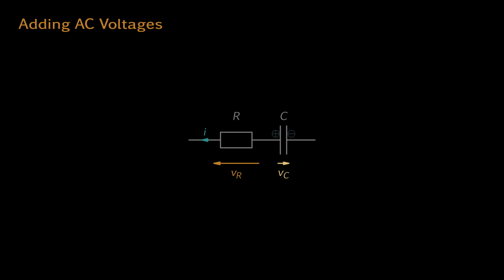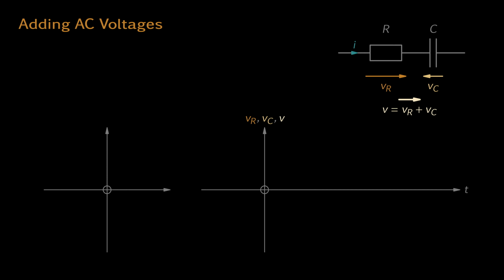Just as with direct current, the total voltage V in a series circuit is at any time the sum of the voltages VR and VC. This total voltage is neither in phase with I and VR nor with VC. Okay, how does that look within our phasor picture?